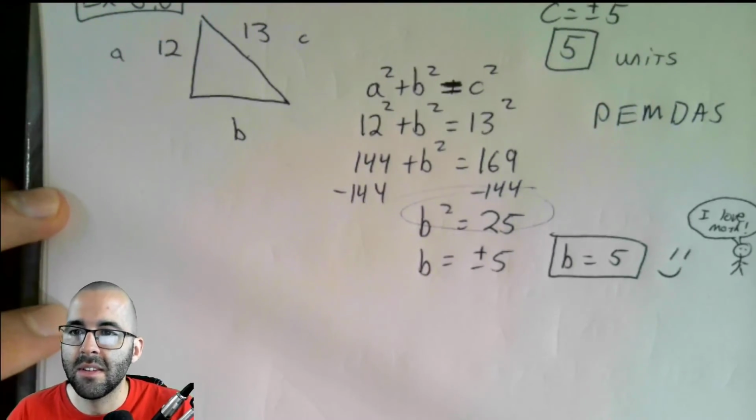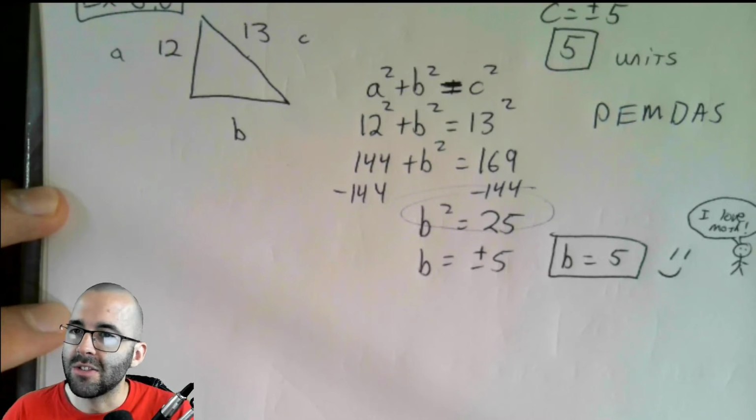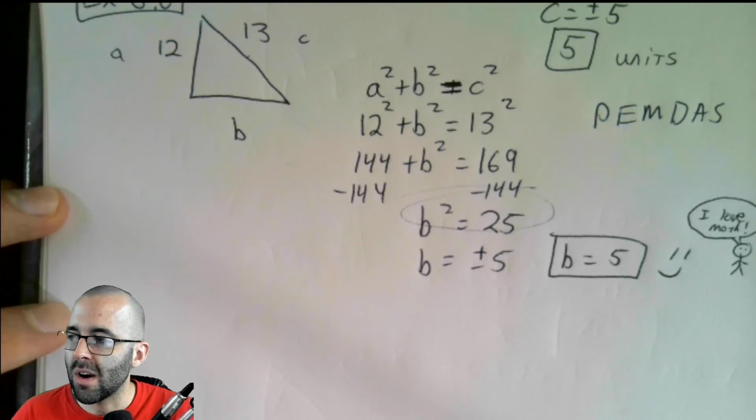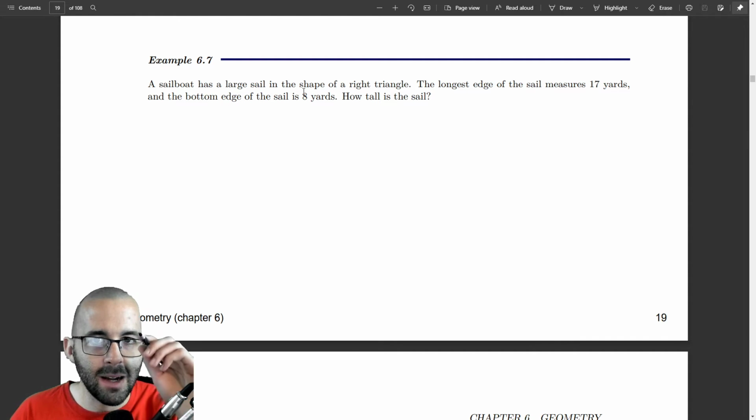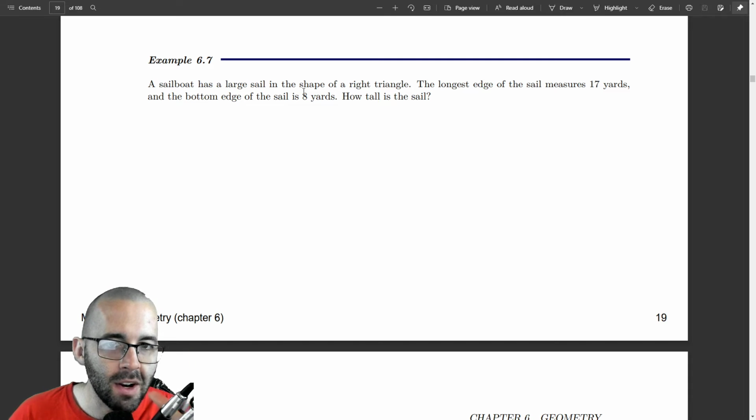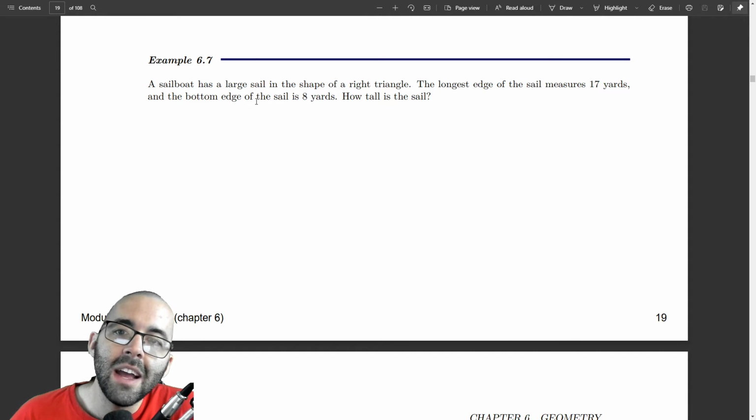Last example. The dreaded application problem, otherwise known as a word problem. Don't freak out. Okay? A sailboat has a large sail in the shape of a right triangle. That's a vocab word. Right triangle means one of the angles is a right angle. The longest edge of the sail measures 17 yards. We got some units. And the bottom edge of the sail is 8 yards.